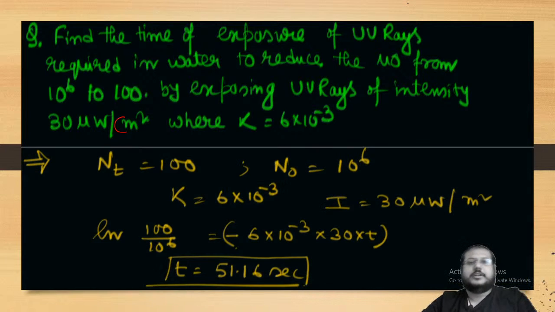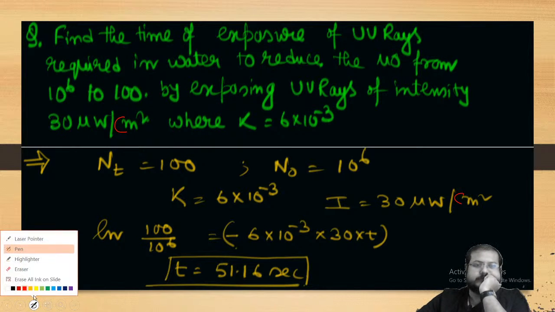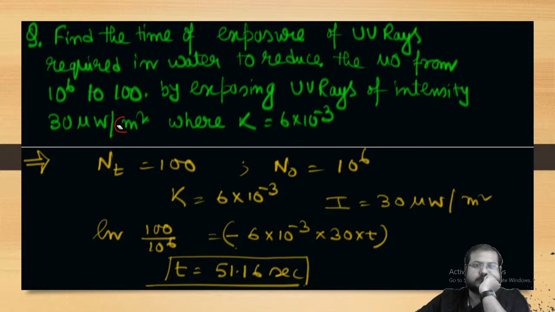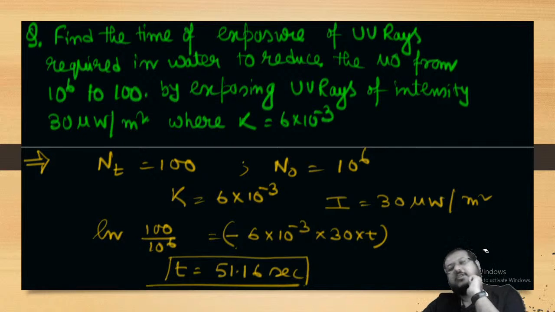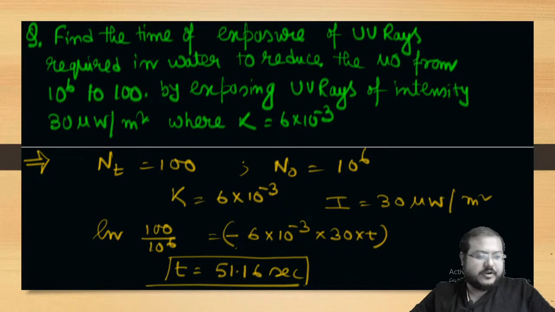Let's see the solution. Nt is the number of microorganisms present, which is 100. N naught, the initial number, is 10 to the power 6. The K value is given. If you put in everything, your t will be 51.16 seconds.